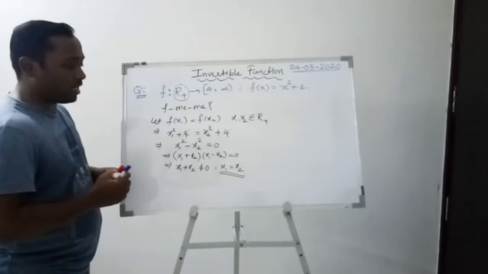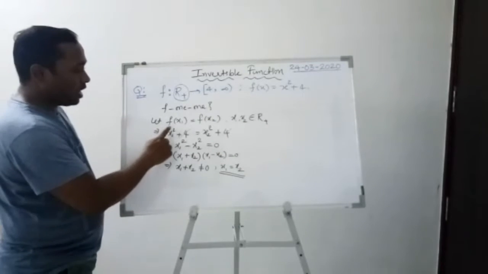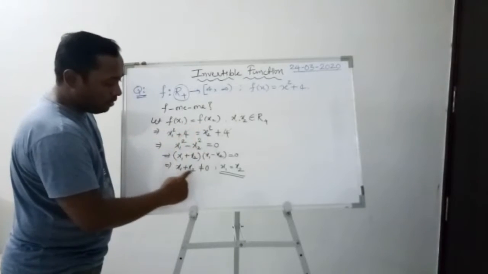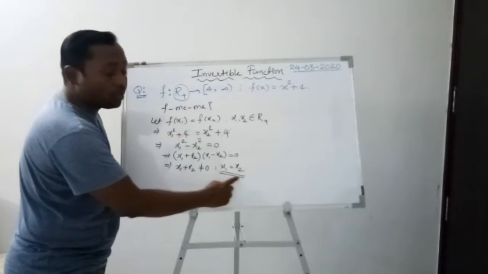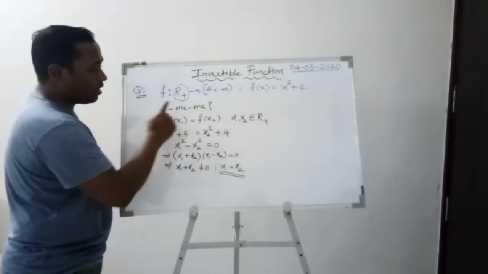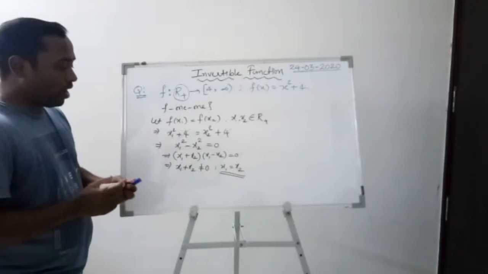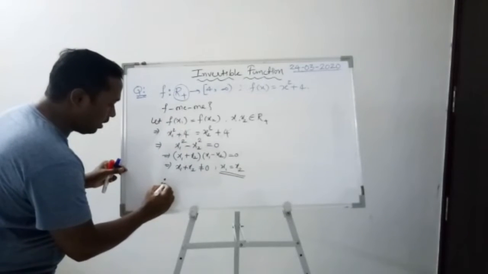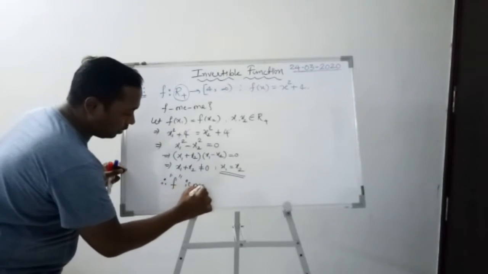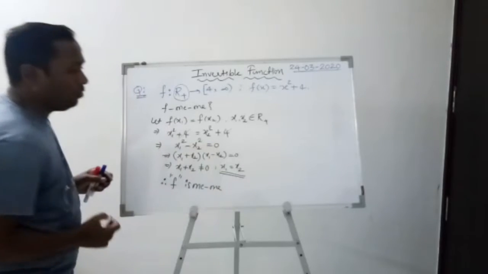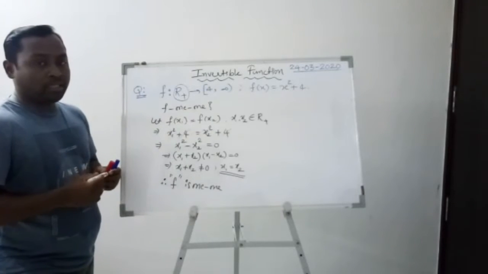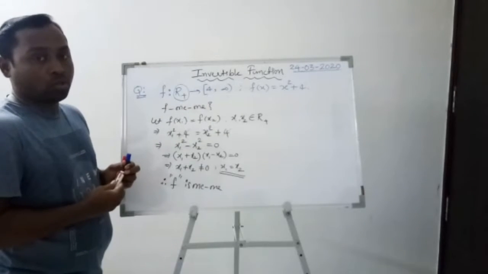So we have satisfied the condition that if f of x1 is equal to f of x2, we arrive at the result x1 is equal to x2. So it is sufficient to say the given function is 1-1. Therefore, we have proven that f is 1-1. Now, this is half the portion done. To say it is bijective, we need to prove it is onto also.